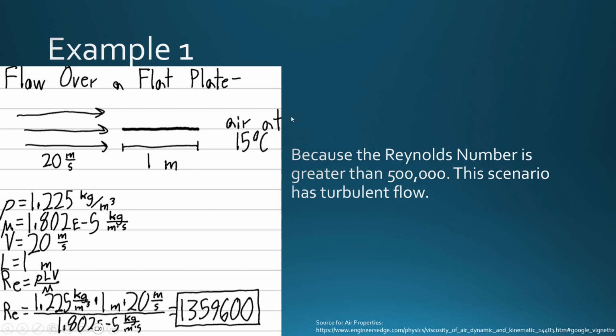Because the air is at 15 degrees Celsius, you can just look up a table and you'll get that the density will be 1.225 kilograms over meter cubed. The dynamic viscosity will be 1.802 e to the negative 5 kilograms over meters times second. We are given that V is going to be 20 meters per second, L is going to be 1 meter. So just plugging into the Reynolds number equation, we're going to get this number right here, which is clearly greater than 500,000. So we know that in this case, the fluid flow is turbulent.